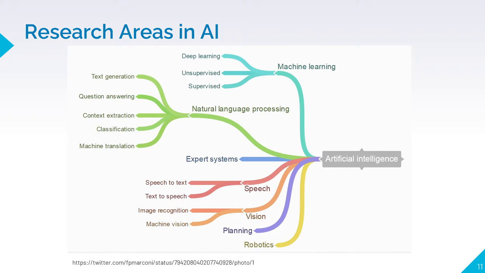So you can see here a very general schema of the different research areas in artificial intelligence. Deep learning is of course part of supervised machine learning techniques, but currently it is so popular that even in several representations you can see it as a different branch. And natural language processing is a very classical research area in artificial intelligence from the last 50 or 60 years, and it has been used for text generation, question answering systems, classification, etc. So our two main tools are based on natural language processing and machine learning.